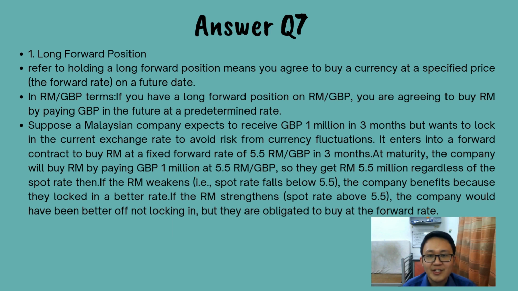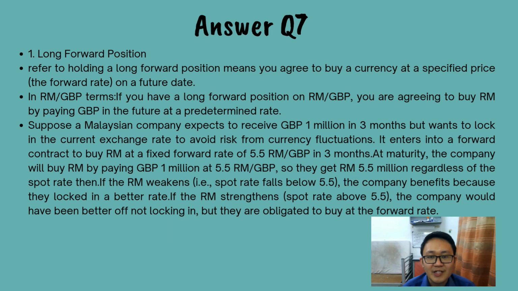So suppose a Malaysian company expects to receive 1 million pounds in 3 months, but wants to lock in the current exchange rate to avoid risk from currency fluctuations. It enters into a forward contract to buy ringgit at a fixed forward rate of 5 ringgit and 50 cents per pound in 3 months. At maturity, the company will buy ringgit Malaysia by paying 1 million pounds at 5 ringgit and 50 cents. So they get 5.5 million regardless of the spot rate.